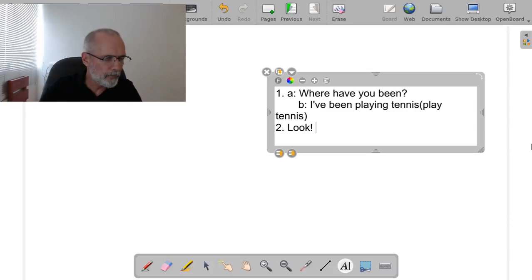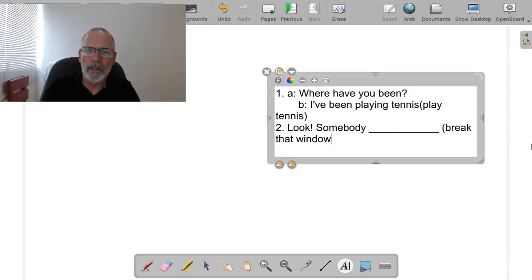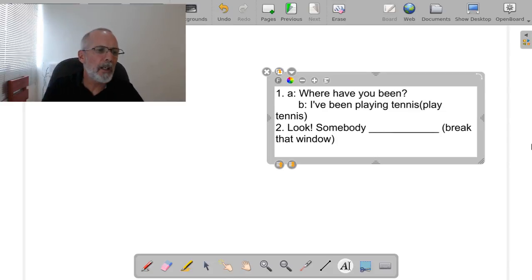Look, somebody, and here the verb is break that window. Well, here I guess it could be in either tense. But which one? There's one that is more likely, more probable than the other one. Look, somebody, and when we get the answer, I'll explain the difference.